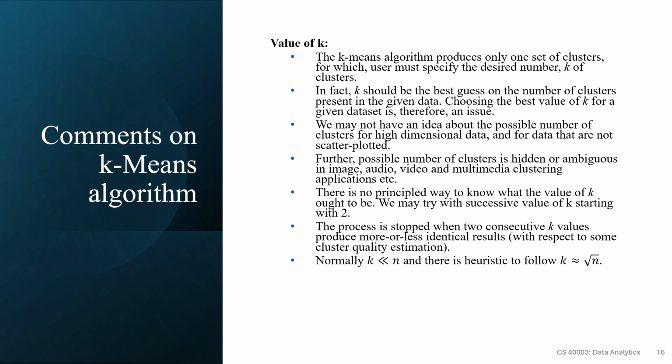We may not have an idea about the possible number of clusters for high dimensional data and for data that are scatter plotted. Further, the possible number of clusters is hidden or ambiguous in image, audio, video, and multimedia clustering applications. There is no principled way to know what the value of k must be. We may try successive values of k starting with 2. The process ends when two consecutive k values produce more or less identical results. Normally, k must be less than or equal to n, and there is a heuristic that k is approximately equal to the square root of n.